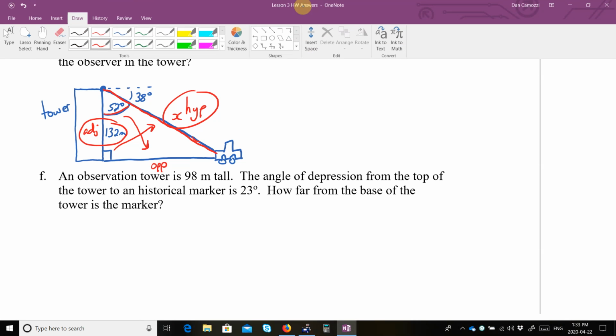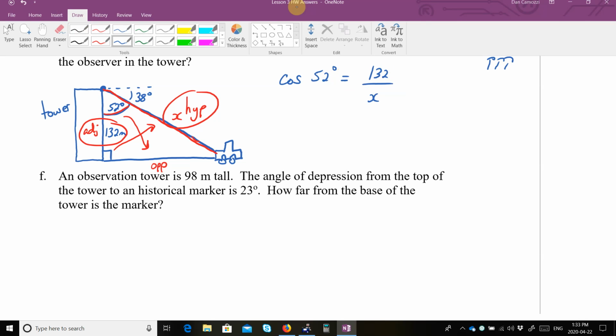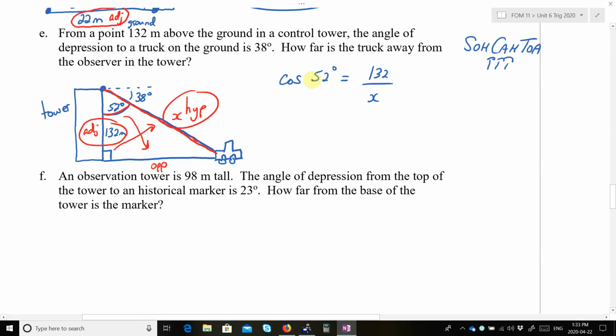Okay, so notice I've circled adjacent and hypotenuse. SOHCAHTOA, which one deals with adjacent and hypotenuse? Cos. So it would just be cos of 52 degrees equals the adjacent is 132, the hypotenuse is x. That's what we want to find. And remember, this is the type where the cos 52 and the x just switch spots.